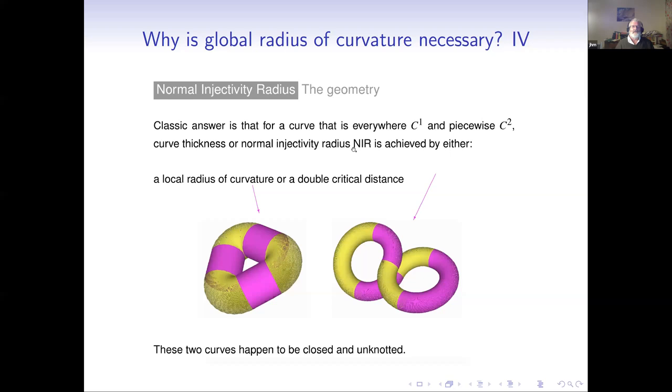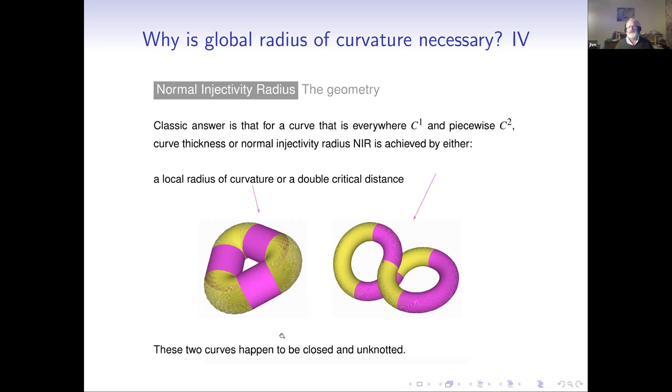either. So this is now, this is like a period 3 unknot. And so you inflate things, and the largest radius might be when you get close by cross sections intersecting. And that's saying that the local radius of curvature is equal to the thickness, right? Or you could have like this figure 8 guy, and then you'll actually get a doubly critical chord over there. And so, these two examples happen to be both closed and unknotted, right?